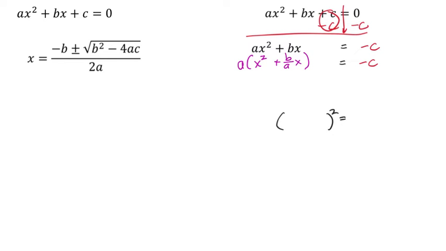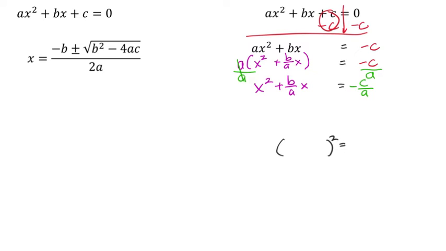Now to make this just a little bit easier, I'm going to divide both sides by a. And what does this do for me? It just makes that a phantom one, right? So now I'm left with an x squared plus b over a times x, and this equals negative c over a. Like this. So now that I have that, I can complete my square here.